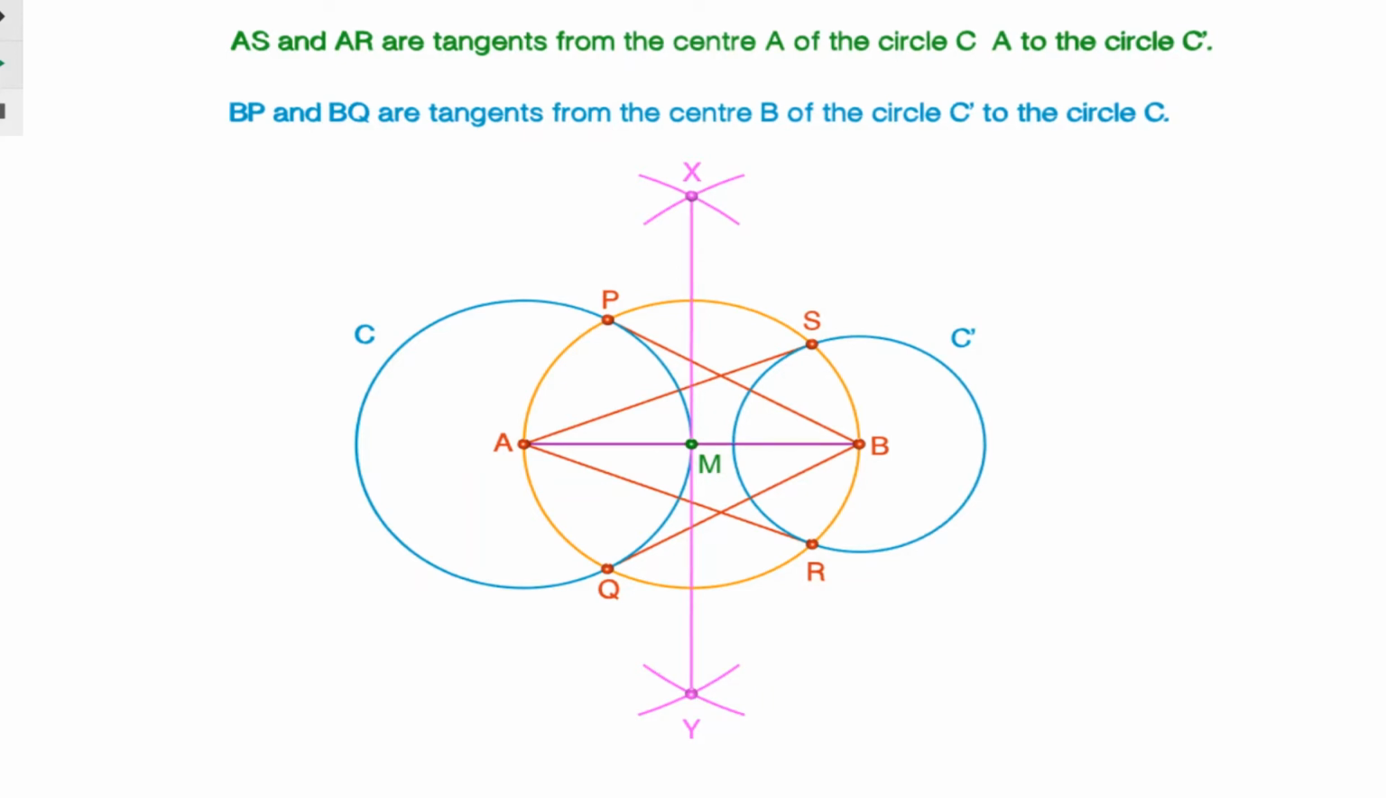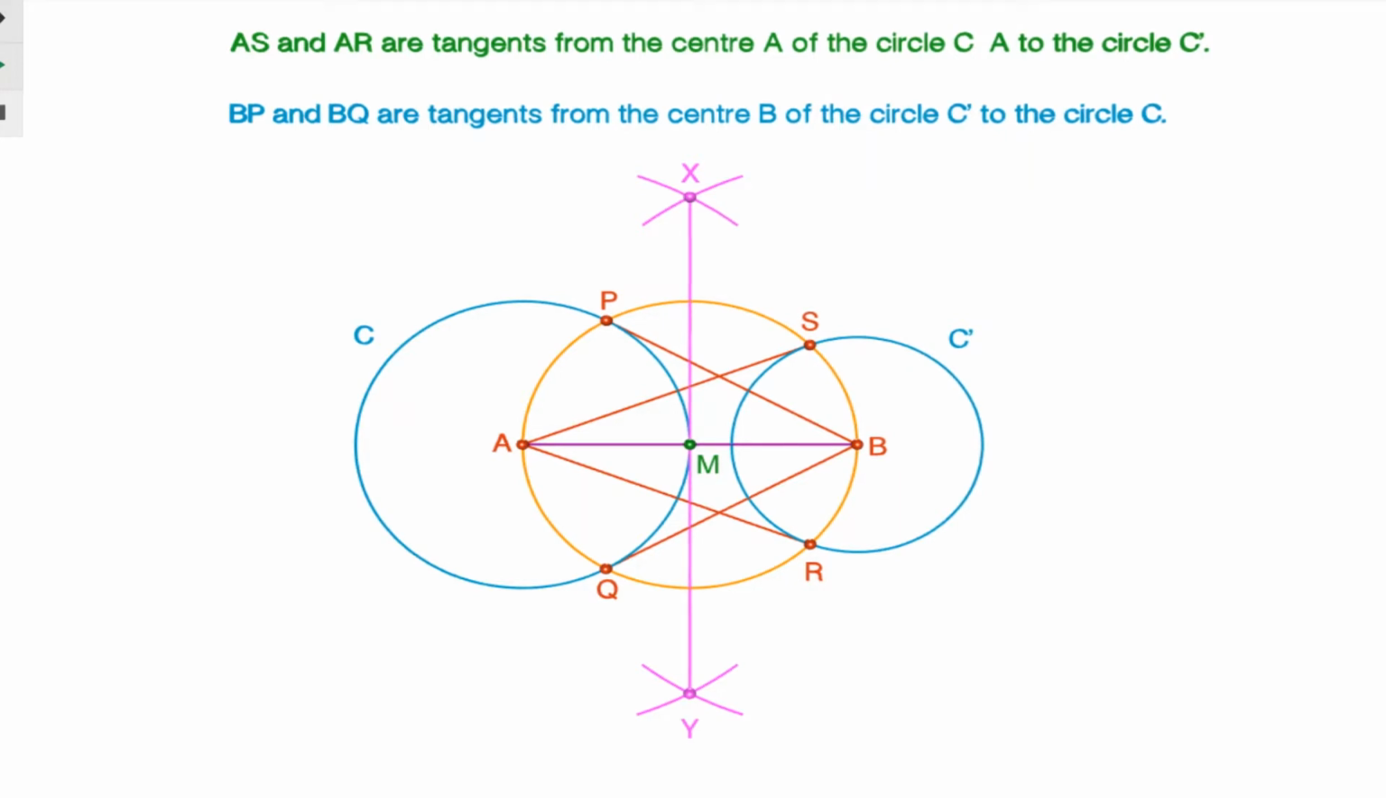Similarly, BP and BQ. B is an external point for the circle C. BP and BQ are the two tangents drawn from the external point B to the circle C, and B is the center of the circle C dash. So AS and AR are tangents from the center A of the circle C to the circle C dash, and BP and BQ are the two tangents from the center B of the circle C dash to the circle C. So let us see how these two tangents from an external point are drawn.